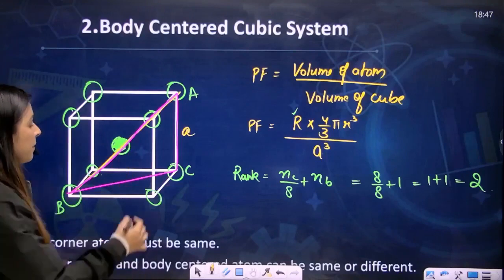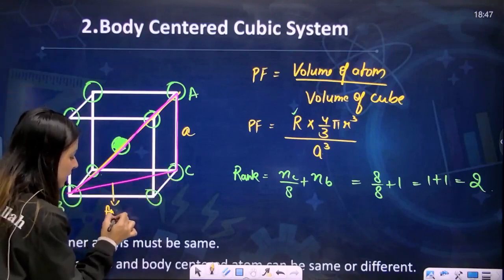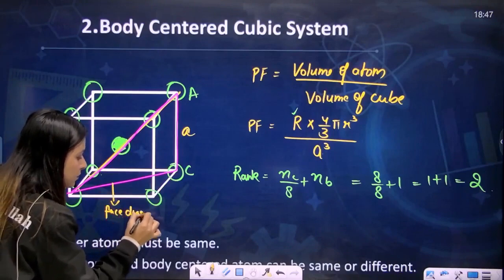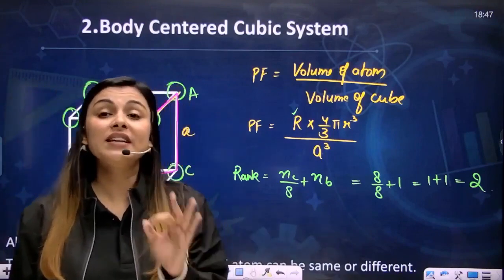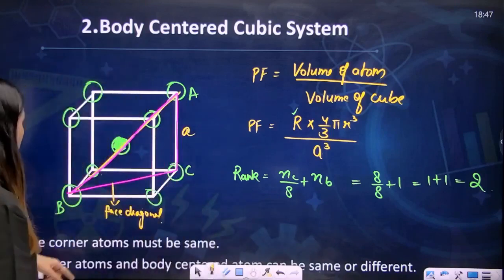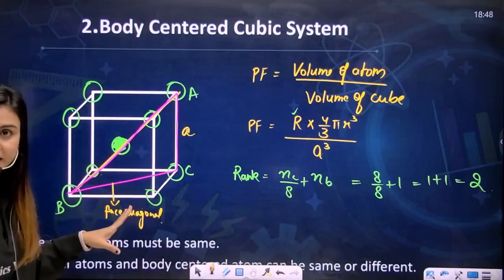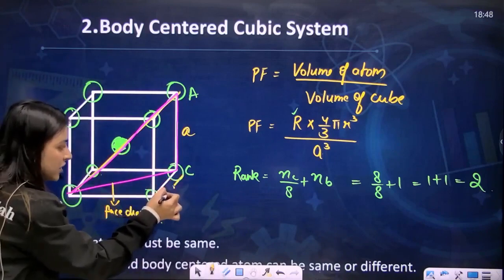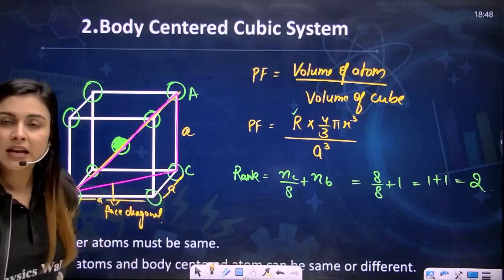Just see. Ma'am, BC is a diagonal. It is a face diagonal. Right? Yes. So you need to calculate the face diagonal length. And how are you going to calculate the face diagonal length, my dear students? You know that it is at the center of a face, right? Can I say that this edge length is A, and this edge length is also A? We know this, right? Yes.